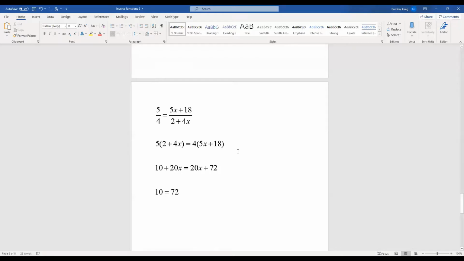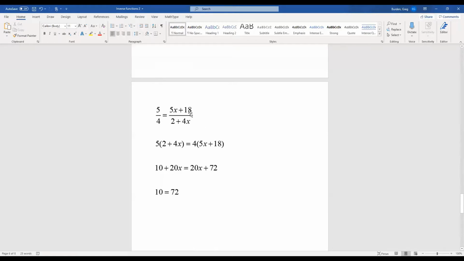It's a way of solving a proportion by eliminating the fractions. It's really just based on clearing the fractions. If you multiply both sides of the equation by 4 and 2 plus 4x, you'd end up with this equation here. Okay, simplifying by removing the parentheses, we get 5 times 2, 10, looks good, 4 times 5, 20, okay, 4 times 18, okay. Notice we have 20x on both sides of the equation because here we had 5 times 4x and here we have 4 times 5x. Okay, so if we subtract the 20x from both sides, it looks like the solution set to this equation is the set of all x's for which 10 is equal to 72. And of course, 10 is not equal to 72 no matter what x is. So there's something wrong here.